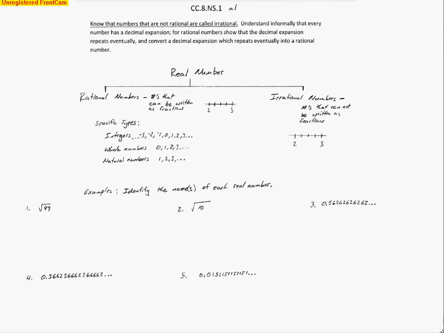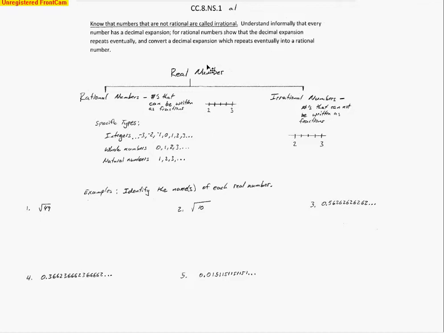This is the tutorial for CC8NS1A1, which we are trying to determine, or at least know, that numbers that are not rational are called irrational. This is what the standard is asking us to be able to identify here.